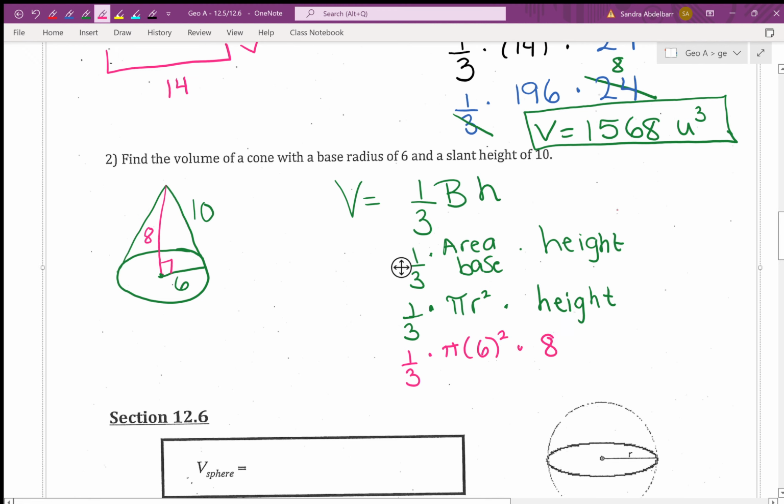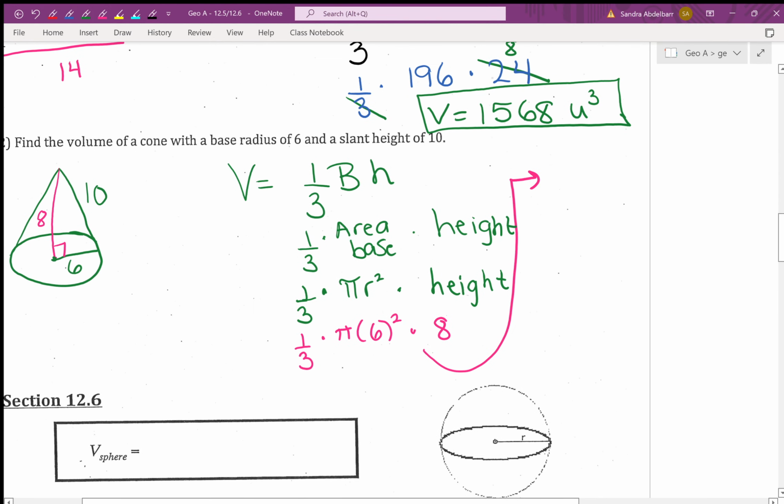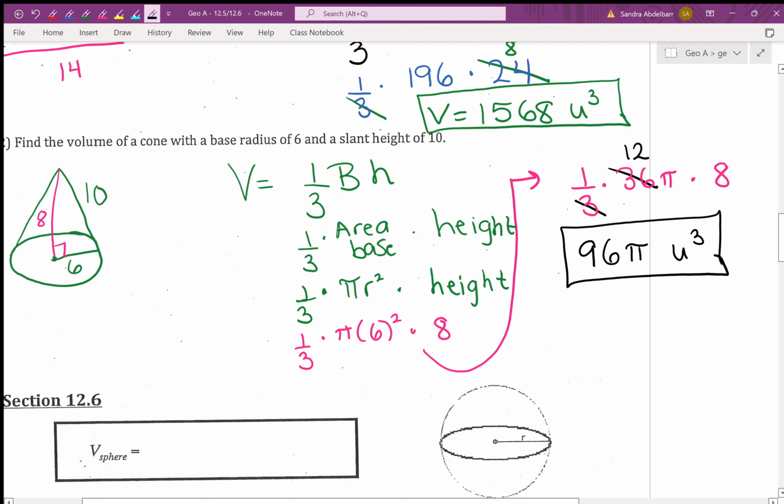I'm going to bring it up top over here. We are going on to 1/3 times 36 pi times 8. 3 goes into 36 12 times. 12 times 8 is going to give us 96 pi units cubed. On the quiz, you do not need to write the units. So you don't need to do units cubed if you don't want. All right, that's the end of 12.5.